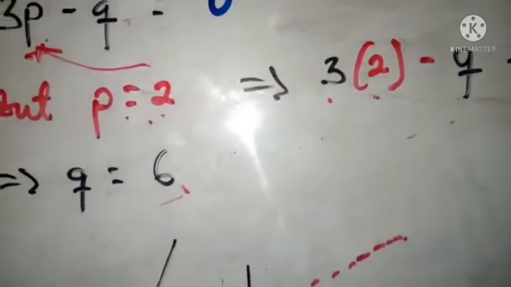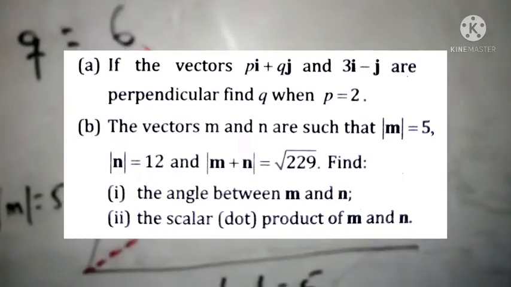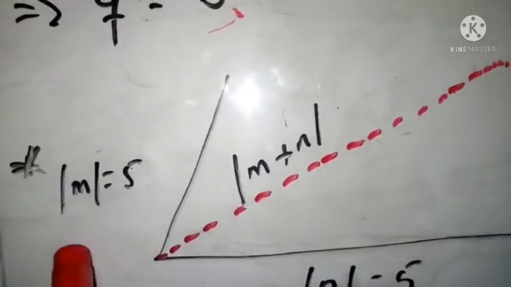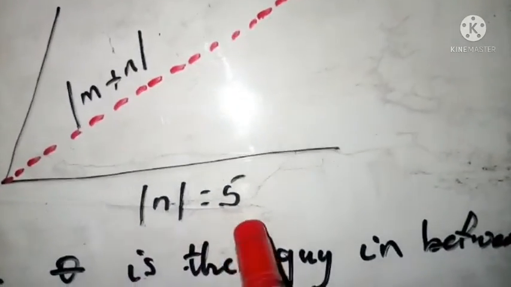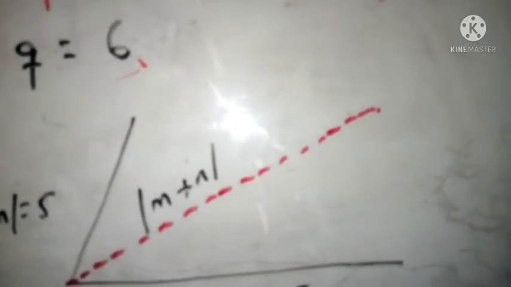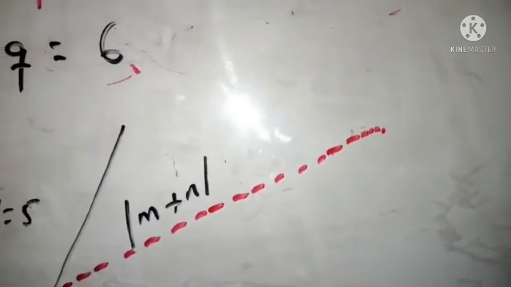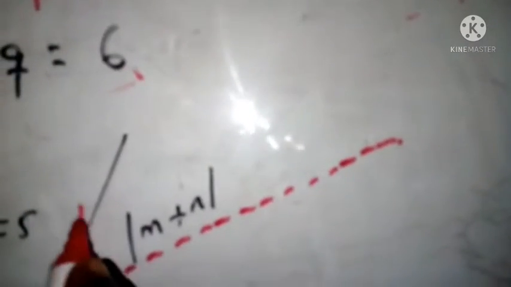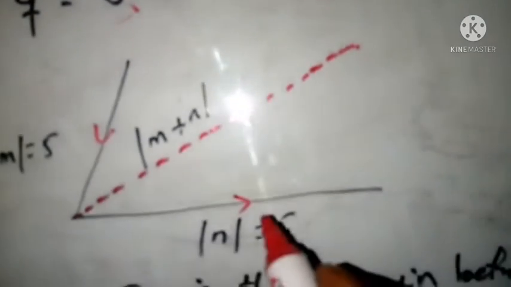Now look at the second part here. Pay close attention. We are given the length of one side to be m, and the length of the second one to be 5. And the sum of the two is equal to root 229. So let's say you walk from this side and your friend also walks from this side, something of this nature.